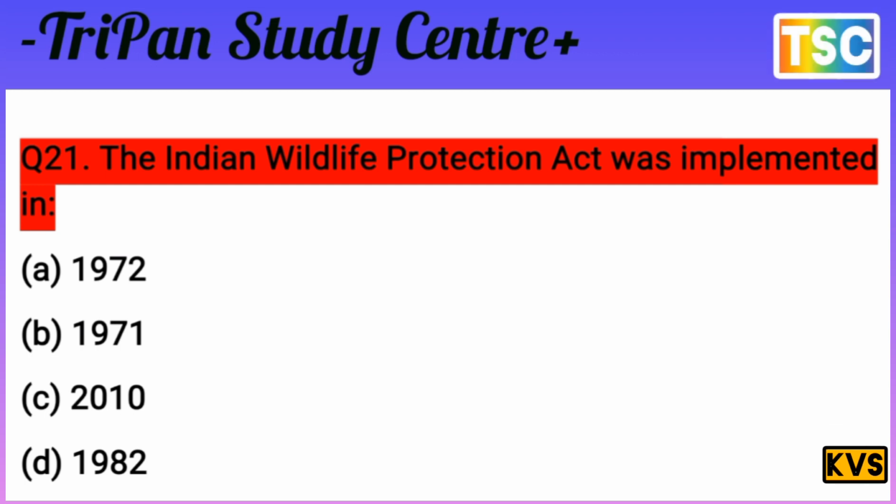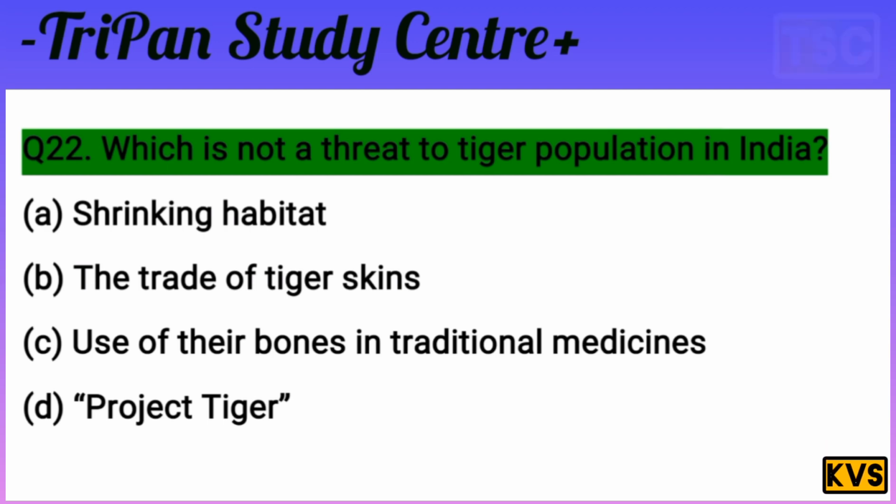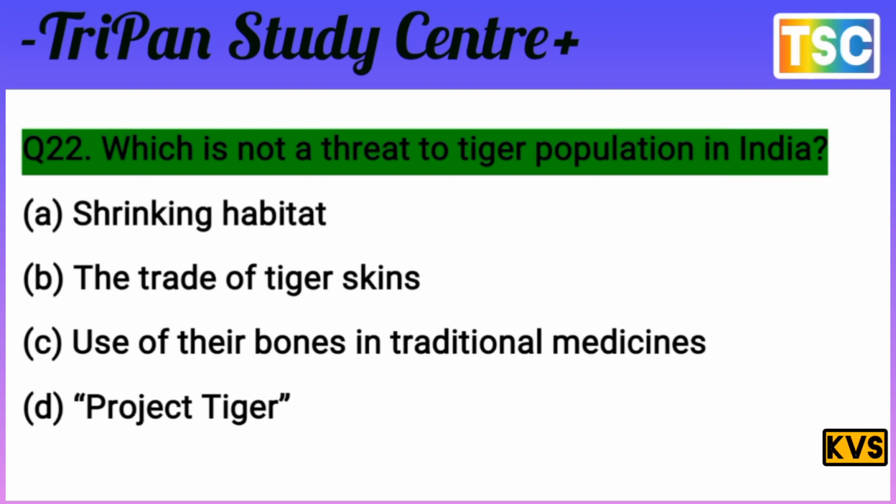The answer A is correct. The next question has arrived. Which of these is not a threat to the tiger population in India? The options: A, shrinking habitat. B, the trade of tiger skin. C, the use of tiger bone in traditional medicine. And D, Project Tiger. One of these four options is correct, but test your knowledge first.